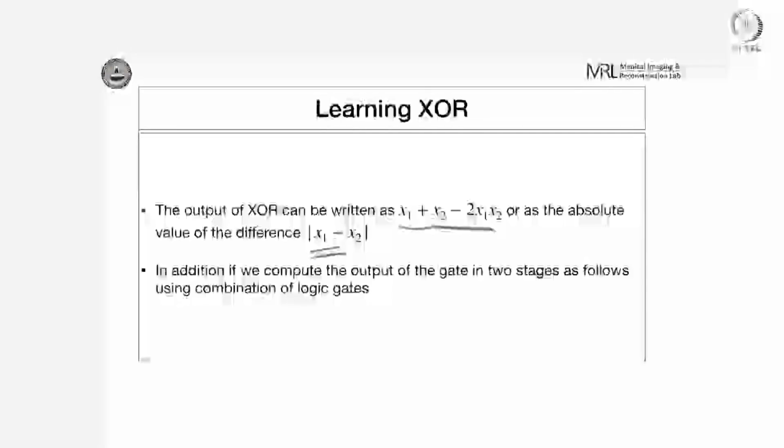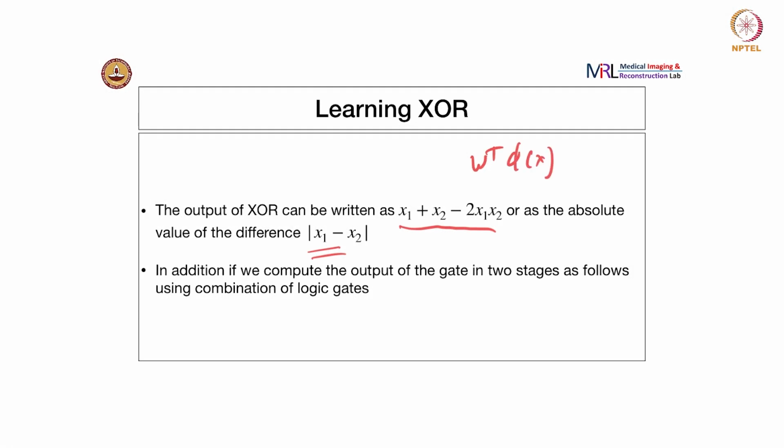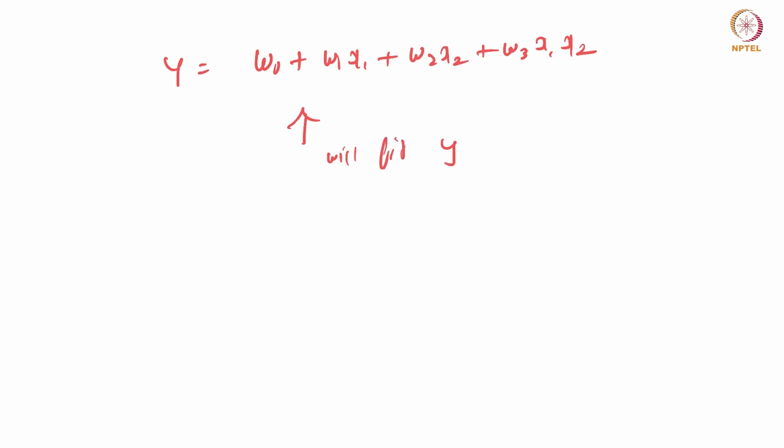When I say linear model, I am talking about something like W transpose times phi of x. So how do we do that? What I mean is y is w0 plus w1 x1 plus w2 x2 plus w3 x1 x2. Now this model, y hat, will fit y. The truth table guarantees that we can estimate w0, w1, w2, w3. We already know the values: w0 is 0, w1 is 1, w2 is 1, w3 is minus 2. So using this model we can fit.